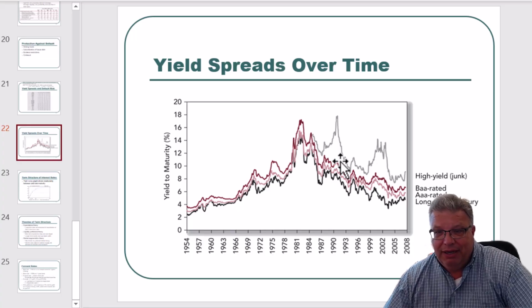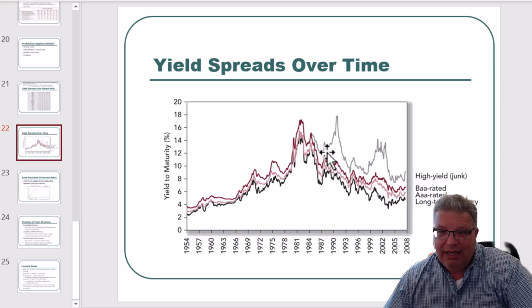The other thing I want you to see is look at how the gray jumps up at certain points. That's the high yield debt, and those were during recessions. And so that was around 1990, 1991, 2000, the dot-com bust.